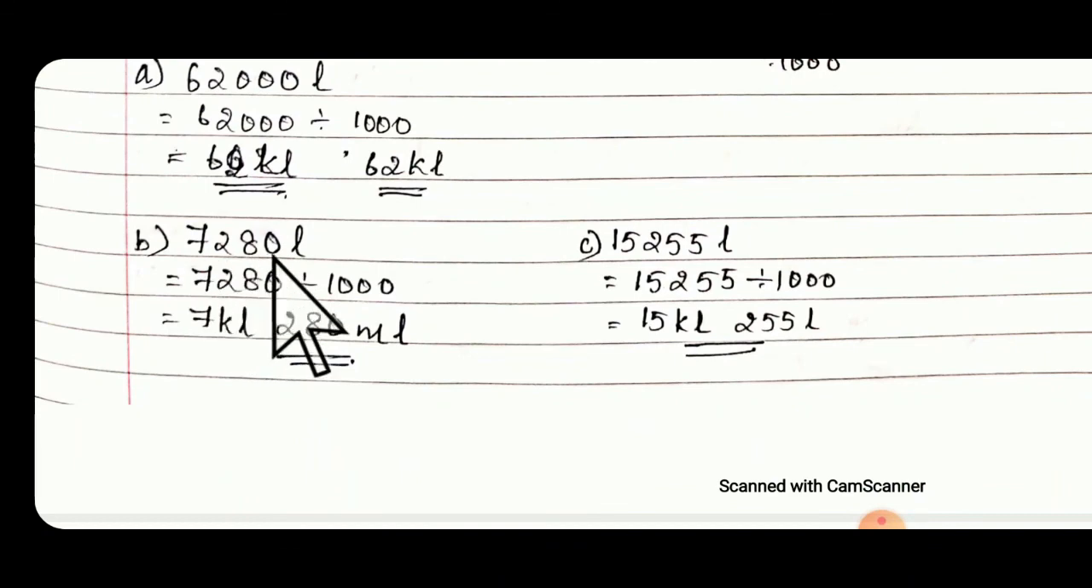The next, 7280 liter is there. L se KL ko aana hai. Divide by 1000. So it will be 7 KL and 280 ml. Similarly for the next also you have to do.